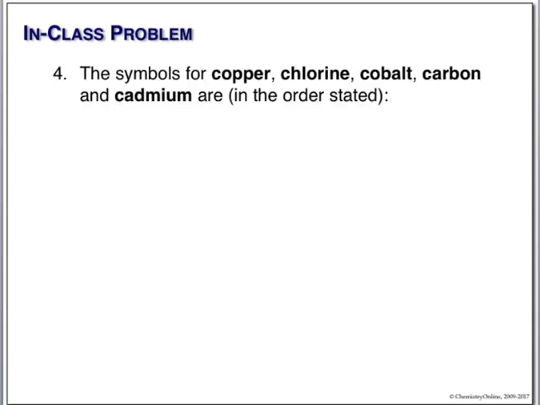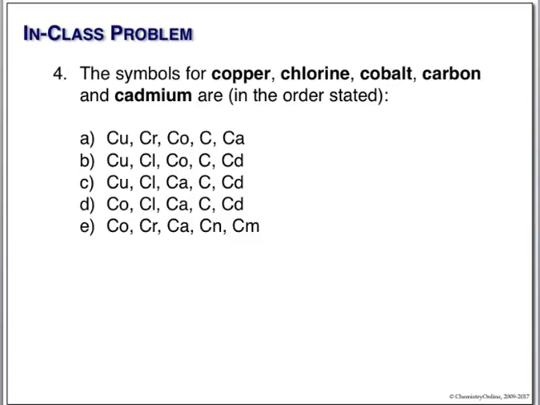All right, here's another one with a bunch. Copper, chlorine, cobalt, carbon, and cadmium. Carbon we know is a C, so we can rule out E. Copper, what was copper? Cu. Cobalt is Co. So, let's see, chlorine is Cl, right? Not Cr. Therefore, that is our answer.